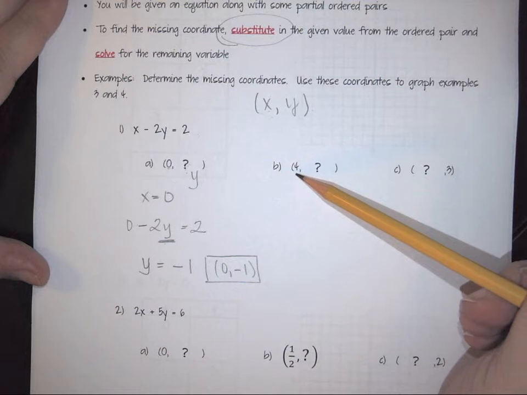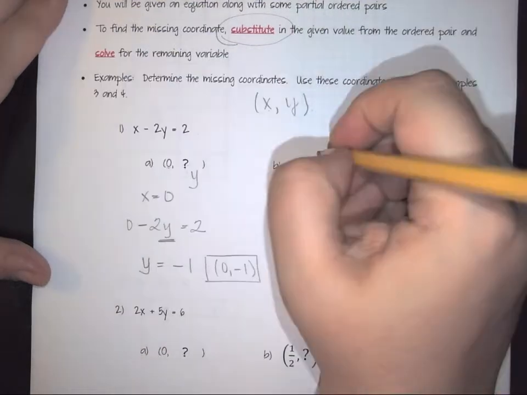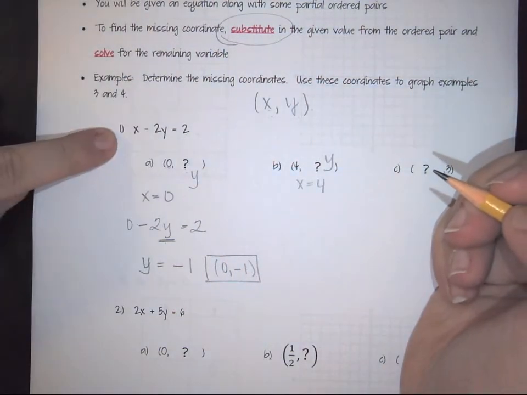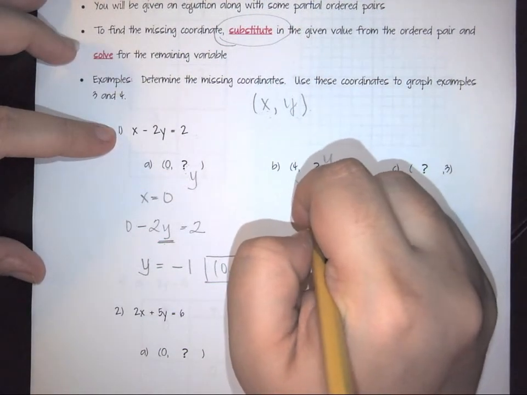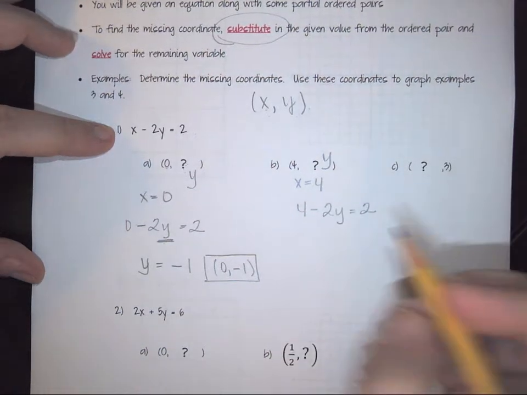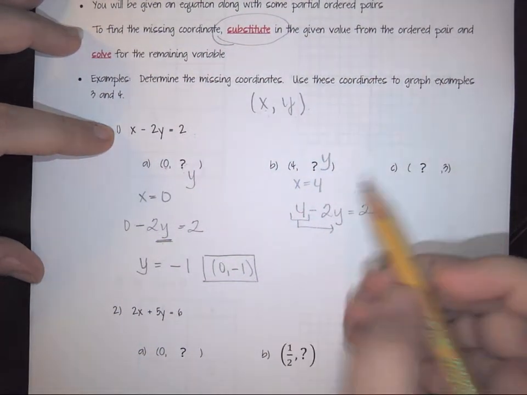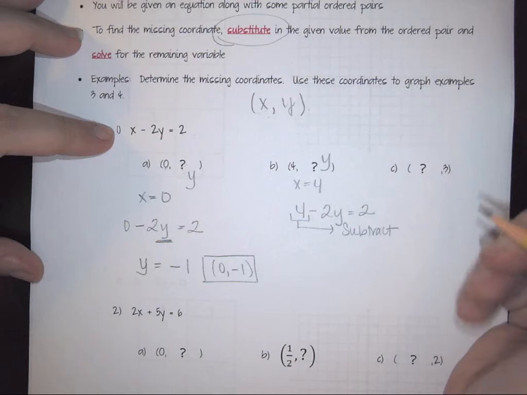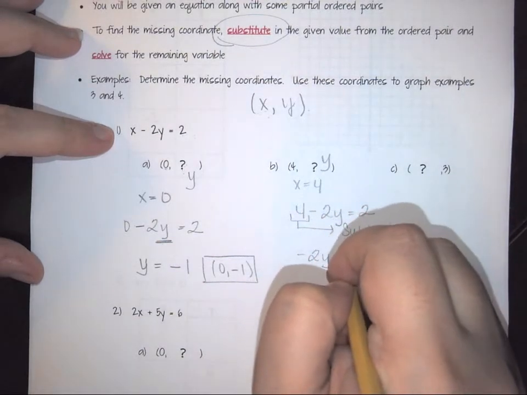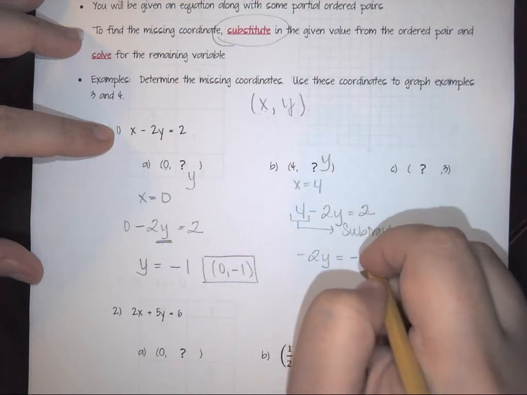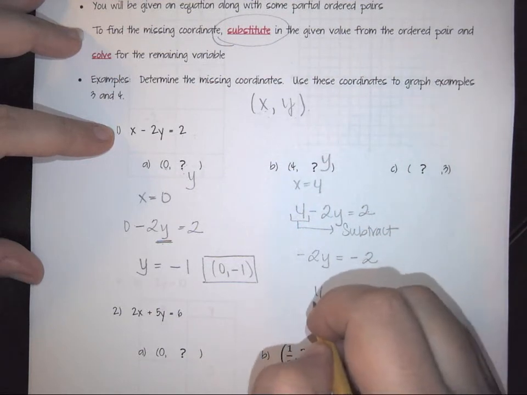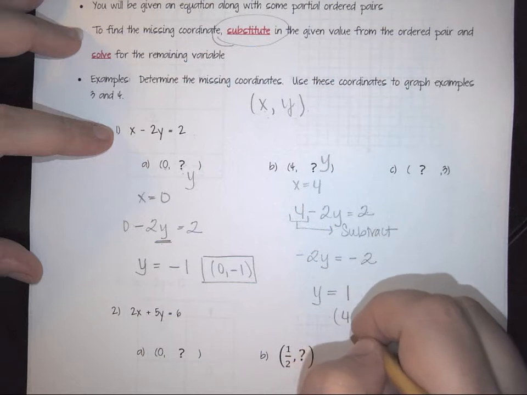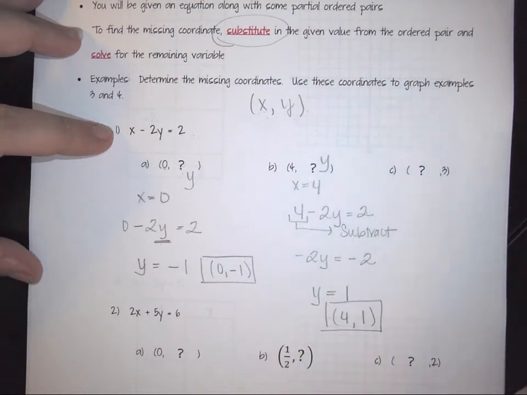Let's try it again. Here I have 4, question mark. So that says again that we're looking for the y value, and it also says here that x is 4. Notice I'm using the same equation, so this is now going to be 4 minus 2y equals 2. I'm going to take this 4 and move it to the other side. Since it's a positive 4, to move it I have to subtract. Therefore, this becomes negative 2y is equal to 2 minus 4, which is a negative 2. Divide everything by negative 2 and we get that y equals 1. Therefore, the coordinate point that we're working with is the point 4, 1. And this was our result.